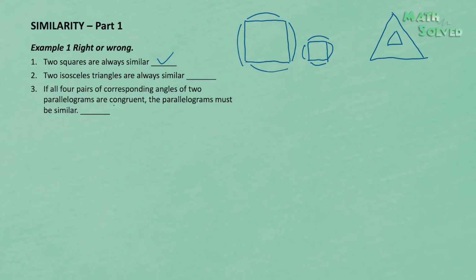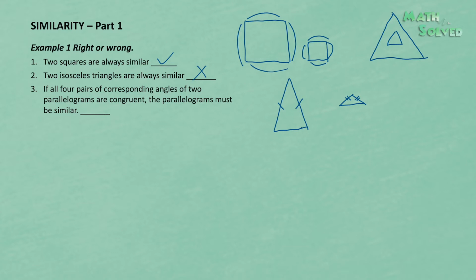And the second one: two isosceles triangles are always similar. For an isosceles triangle, we know two sides are congruent to each other. But we don't know if the corresponding sides are proportional or if the corresponding angles are congruent, because the two triangles may be in this way. This is one of the isosceles triangles with these two sides congruent, and this is the second isosceles triangle with these two sides congruent. But as you can tell, these two triangles are not similar, so this one is wrong.